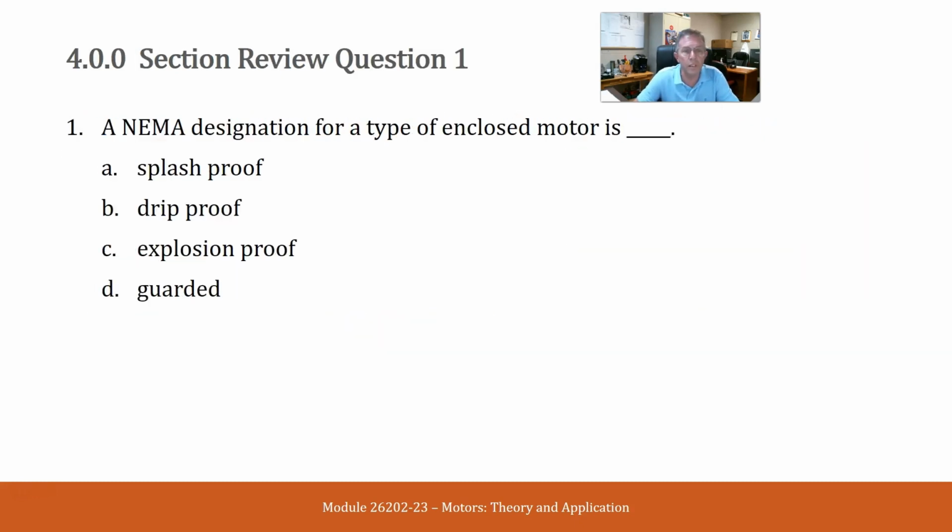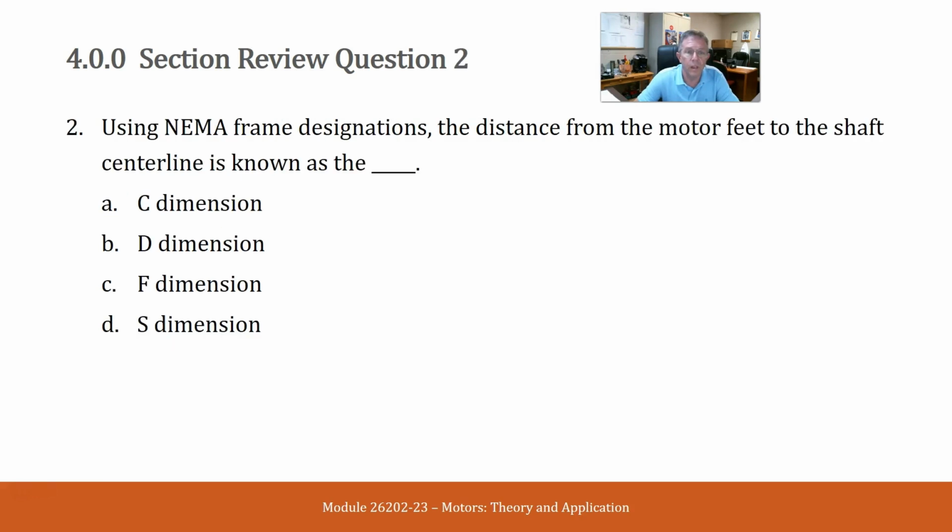And some review questions. A NEMA designation for a type of enclosed motor is splash-proof, drip-proof, explosion-proof, or guarded. I say explosion-proof. Using the frame designations, the distance from the motor feet to the shaft center line is known as C dimension, D dimension, F dimension, or S dimension. I'm going to say D dimension.